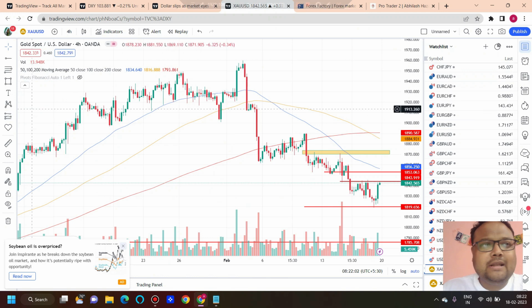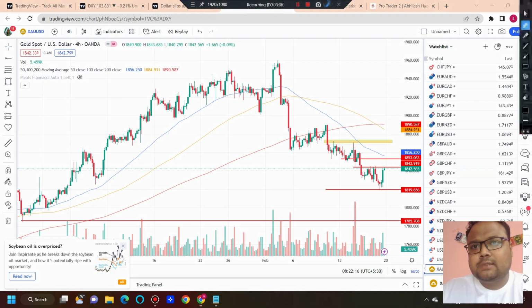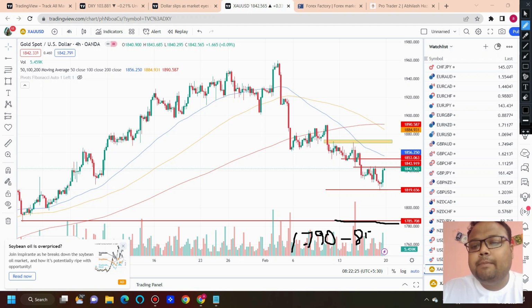Okay, now let's talk about the chart of gold. To be honest, we do not have any strong support or resistance on the chart of gold right now. The strong levels are far away. For example, the strongest support on gold is around 1790 to 1785. Those who have been trading on gold for more than a year, you remember this level. 1790 was a big level once upon a time. So 1790 is back in the scene again.